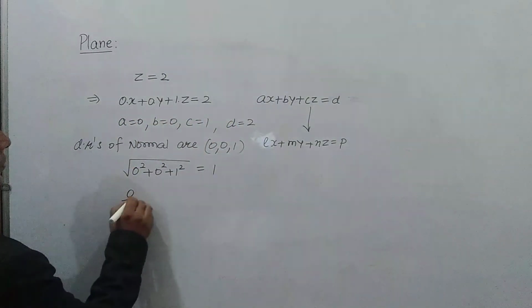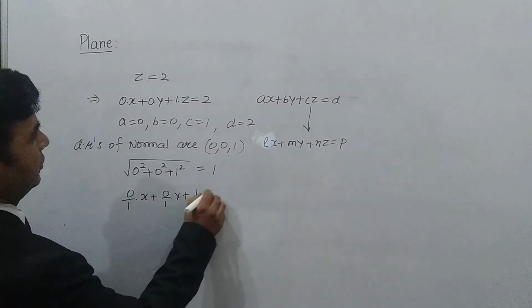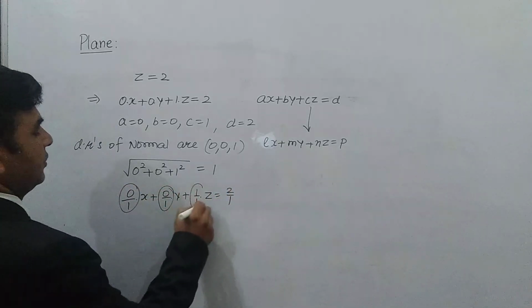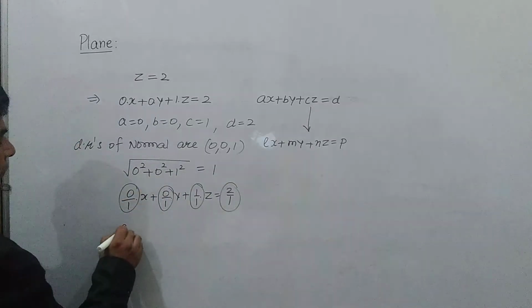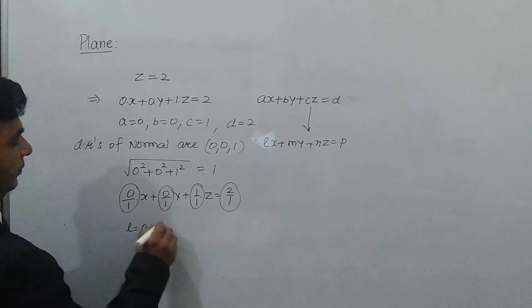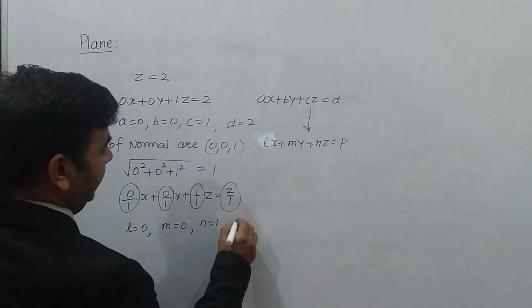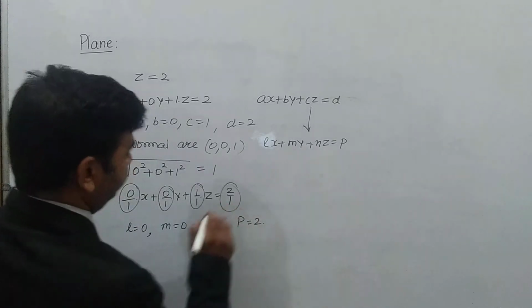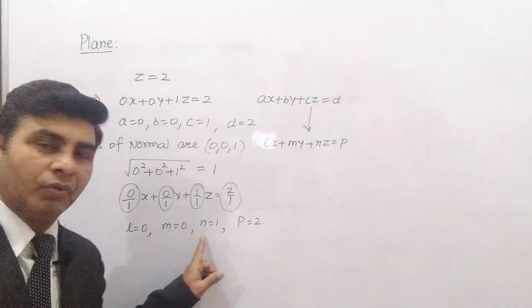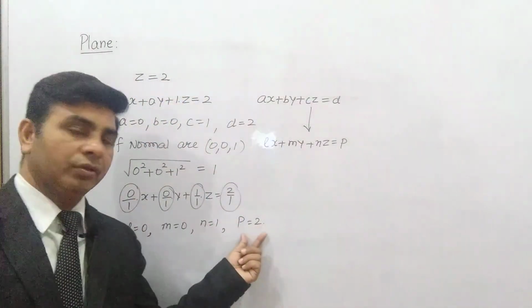So this is given by 0 by 1 into x plus 0 by 1 into y plus 1 by 1 into z is equal to 2 by 1. So this is your l, this is m, this is n, this is p. So the value of l is again 0, m is 0, n is 1, and the value of p is 2. So direction cosines of the normal to the plane are 0, 0, 1, and distance from origin to this plane z is equal to 2 is your 2.